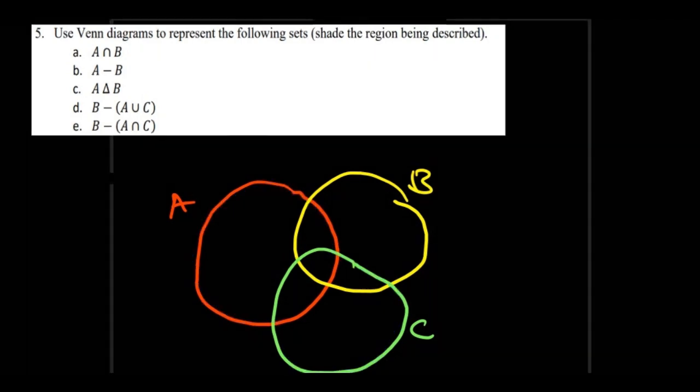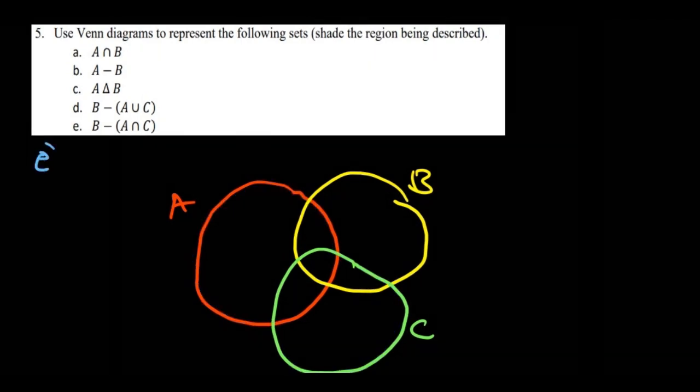All right, so now let's solve E. So E is given as B minus A intersection C. So this simply means that we shade the part in the set B where the set B does not intersect with A intersection C. So the A intersection C will be this part here that I'm tracing in blue. So this is the part that will be in A intersection C.